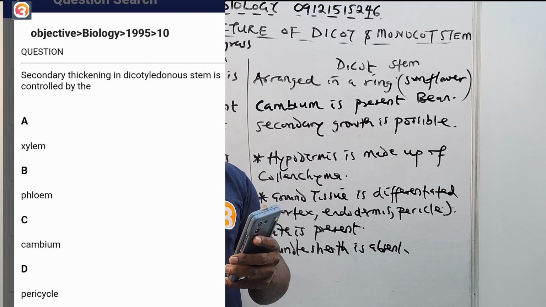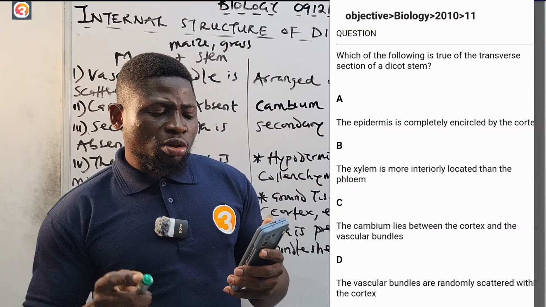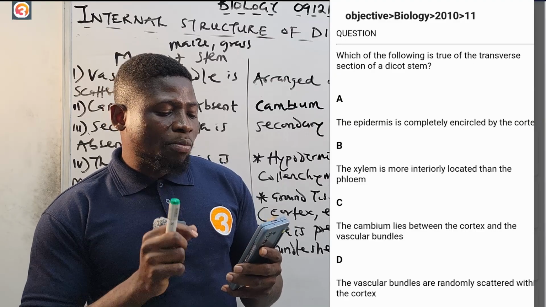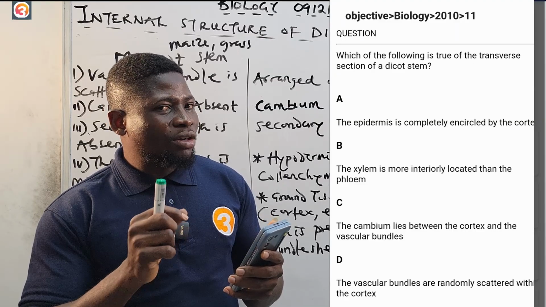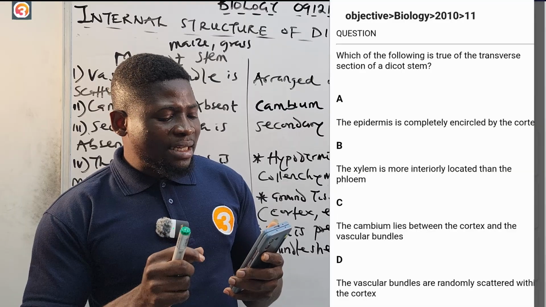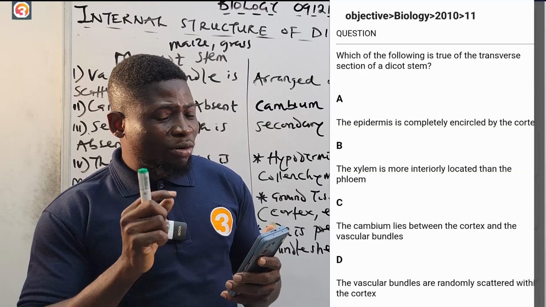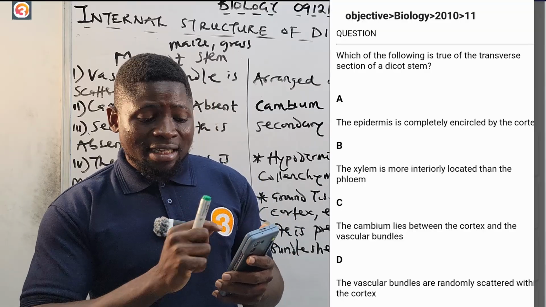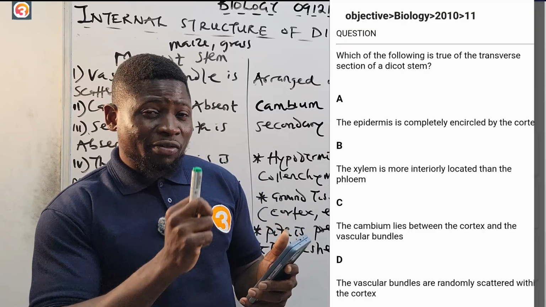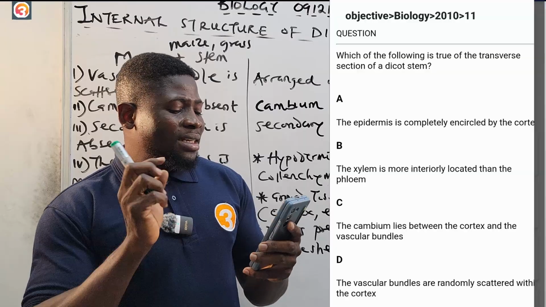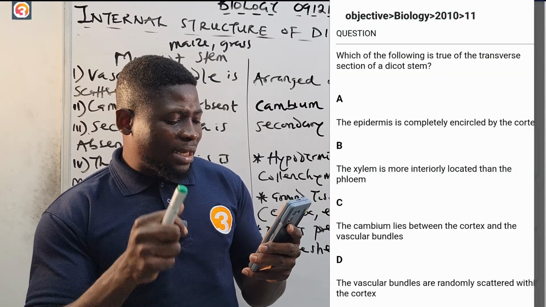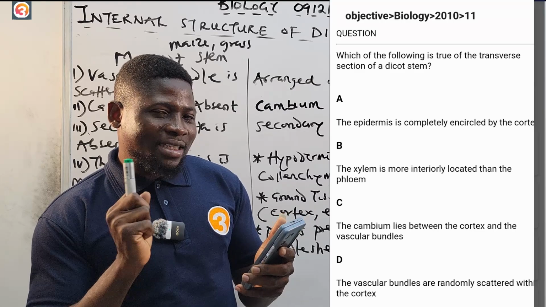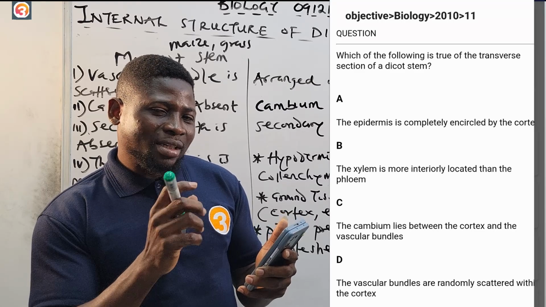2010, number 11. Which of the following is true of the transverse section of a dicot stem? Okay, listen very well. A says the epidermis is completely encircled by the cortex. We're talking about the dicot stem, and this is very, very wrong. If you listen to the class, it's very wrong. B says the xylem is more interiorly located than the phloem. Remember when I talked about the dicot stem, we said it is open, it is collateral.